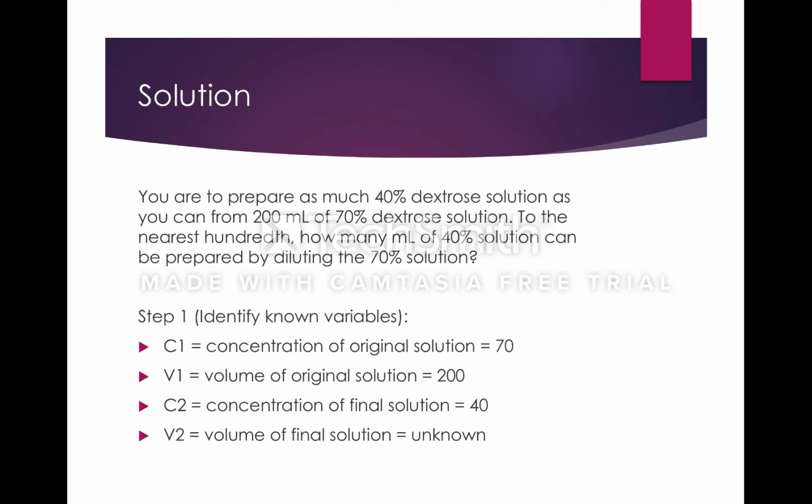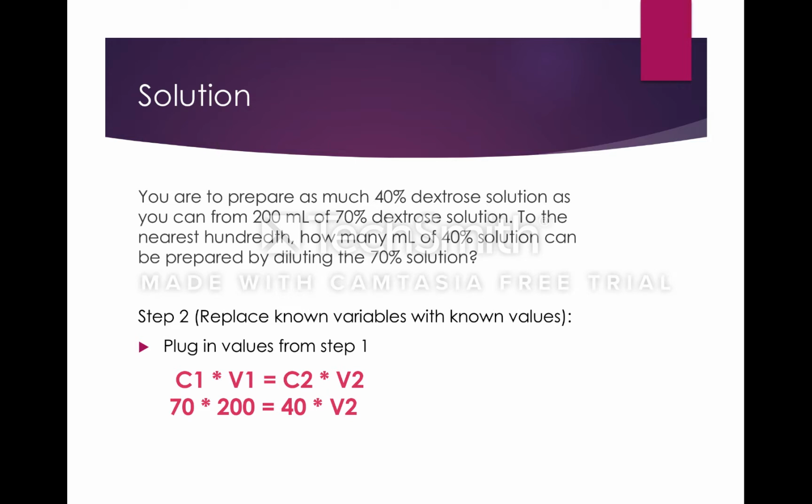Step 1, we're identifying the known variables. The concentration of the original solution, C1, is 70. The volume of the original solution, V1, is 200. Concentration of the final solution, C2, remember it's that lower percentage, 40. And V2 is what we're looking for. We were only given one milliliter value, so the volume of the final solution is unknown in this case. That's what we want to find out, V2.